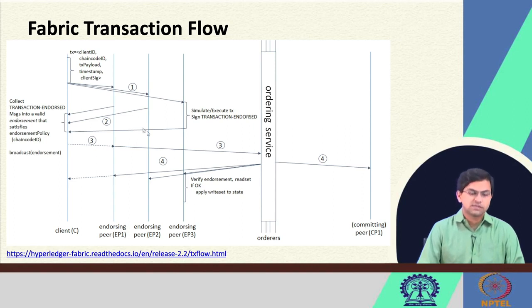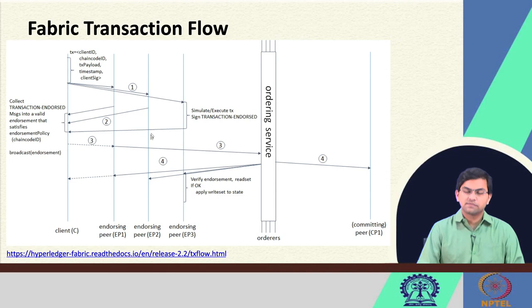So, when we do a transaction, it starts from a client. A client can belong to any of the organizations. One client of one such organization can start a transaction, and that transaction will have the client ID, the chain code ID, that is the smart contract which the client wants to execute, the transaction payload or basically the arguments and parameters that the client is using to execute that smart contract, timestamp and the signature of the client. This transaction is sent to all the endorsing peers by the client.